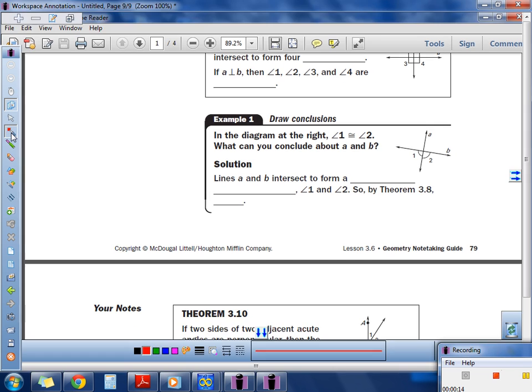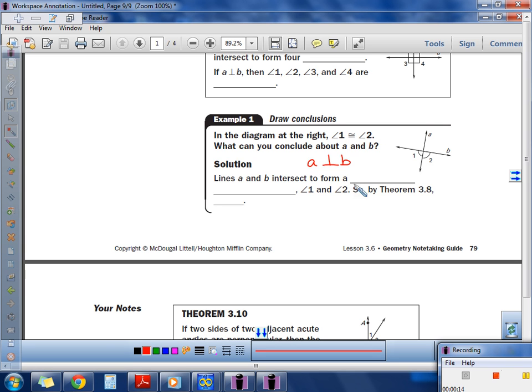On this one it says, in the diagram at the right, angle 1 is congruent to angle 2. What can you conclude about A and B? Lines A and B. What could you tell me about those? They're perpendicular, plain and simple. Lines A and B are perpendicular. So I would just say A is perpendicular to B. That would be my conclusion.